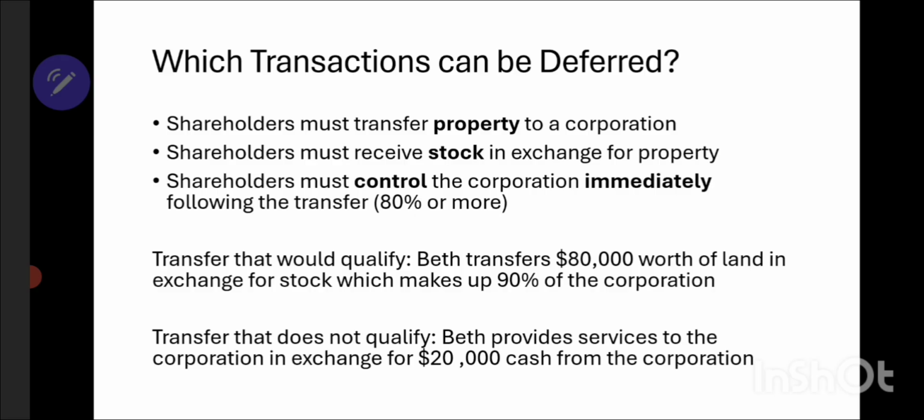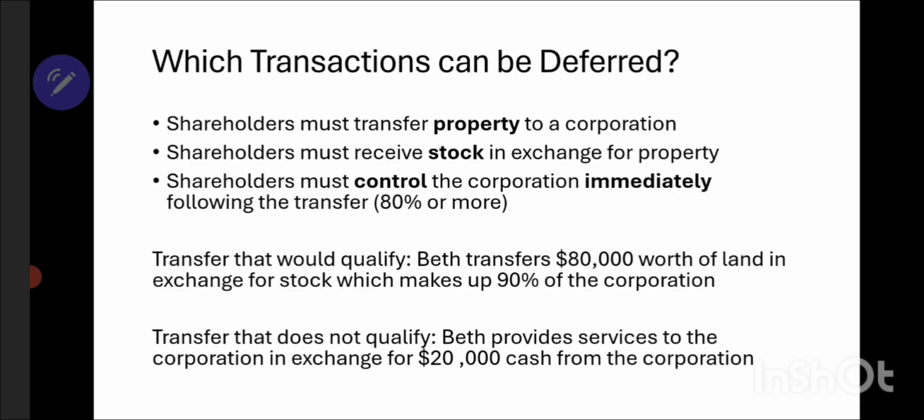So let's look at transfers that would qualify. If Beth transferred $80,000 worth of land, so that's the property, in exchange for stock, that satisfies rule number 2, which makes up 90% of the corporation. That satisfies rule number 3.